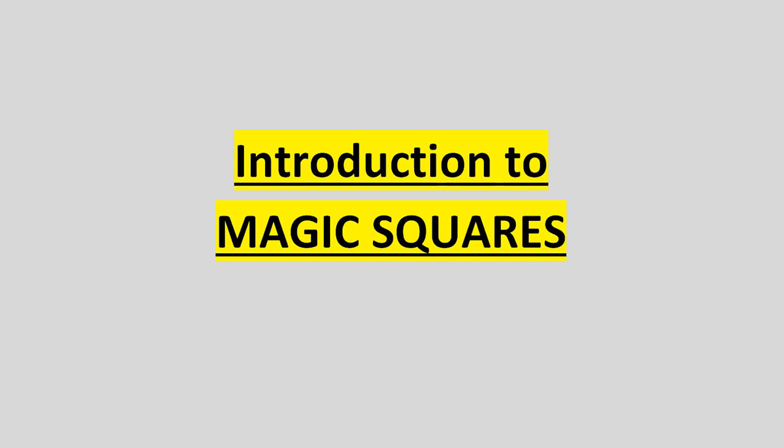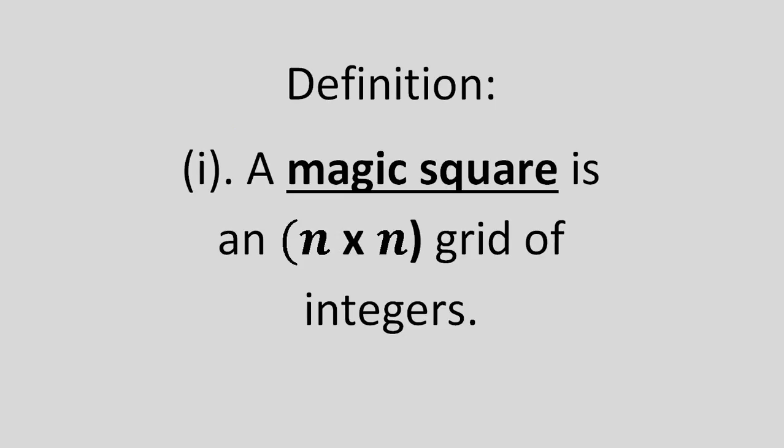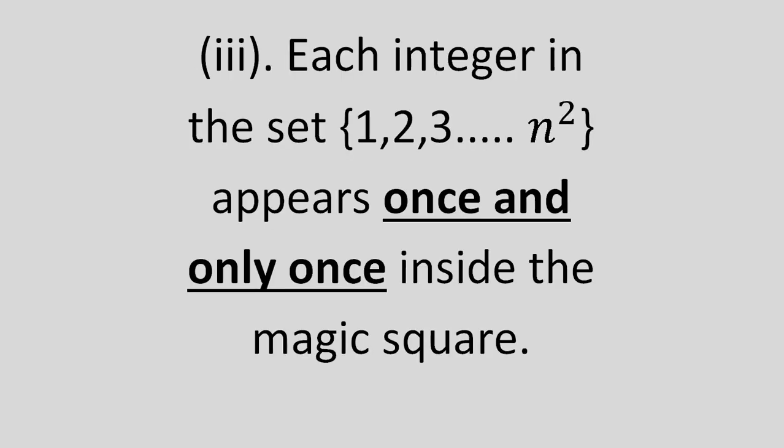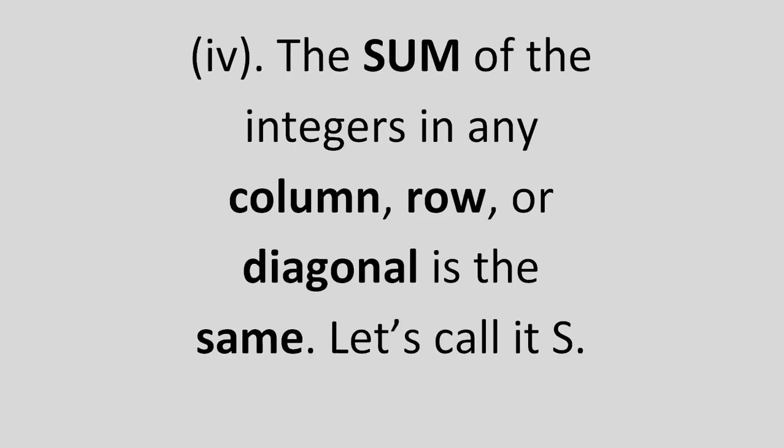Hi guys, today we're going to look at magic squares, and we're going to start off by looking at a definition. So a magic square is an n by n grid of integers. It consists of the integers 1 up to n squared, i.e. all integers in the set 1, 2, 3 up to n squared. Each integer in the set appears once and only once inside the magic square. The sum of the integers in any column, row or diagonal is the same. We can call it S.